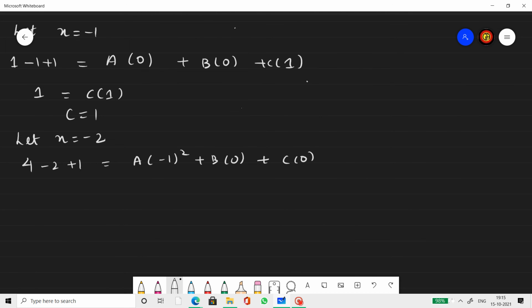So 4 minus 2 is 2, 2 plus 1 is 3. So a into 1, so a equals 3. A is 3, C is 1. Let's find the value of B.